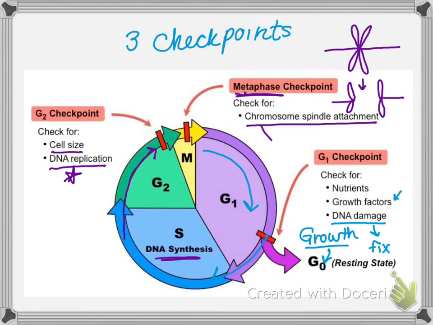Now, if the spindle isn't done correctly, so let's go over here to this side and draw it out. Let's say the spindle doesn't attach properly. Well, the chromatids might not separate properly. And basically all the DNA might go into one cell, and this cell over here is missing DNA, and that would be bad. So the spindle is really important for ensuring that the chromosomes get divided equally. So if that's correct, then it can go ahead and move through.